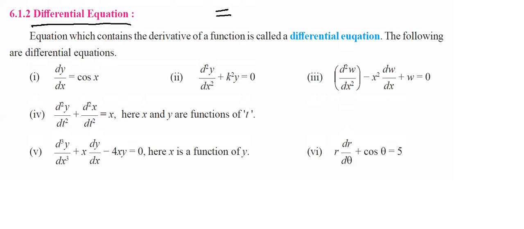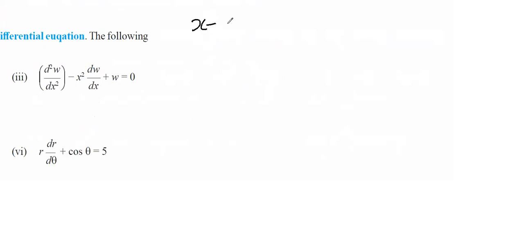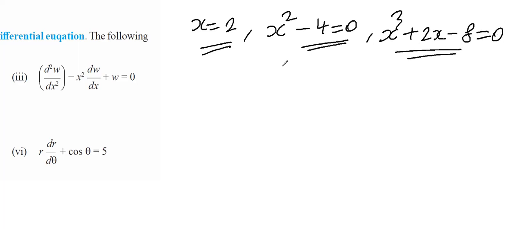We have studied equations like x is equal to 2. We have also studied equations like x square minus 4 is equal to 0. This is called a linear equation, this is called a quadratic equation. Similarly, we also studied x cube plus 2x minus 8 is equal to 0, and this is called a cubic equation.